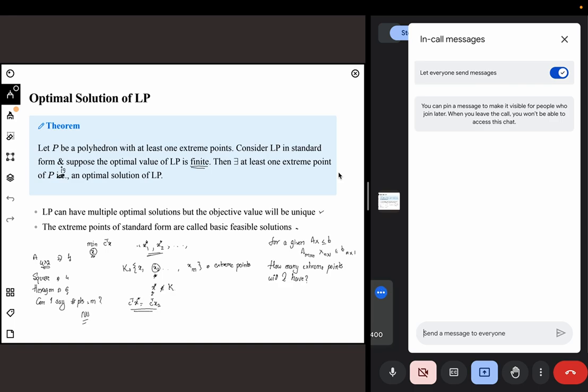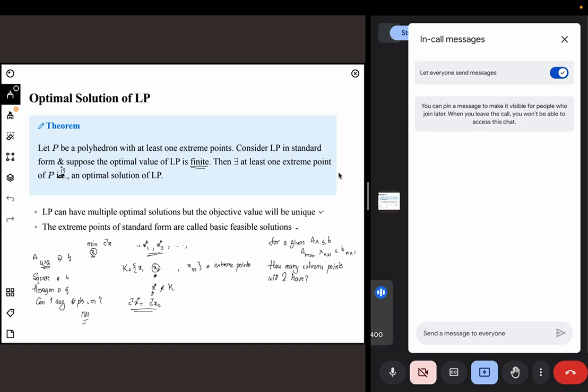This theorem only states that if you have a finite number of extreme points, then at least one of them will be an optimal solution. Of course, you can have multiple optimal solutions, but whatever the optimal solution, all of them will have the same objective value. And these extreme points will belong to the feasible region because they belong to the convex set.